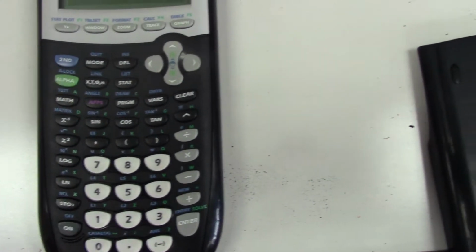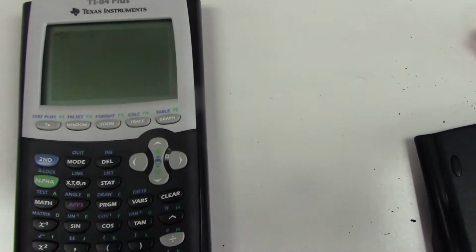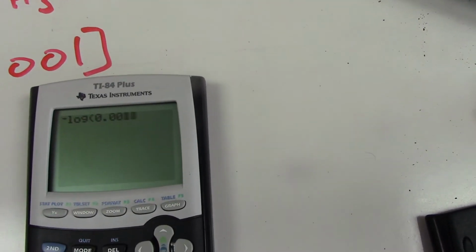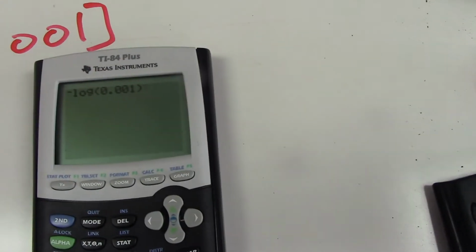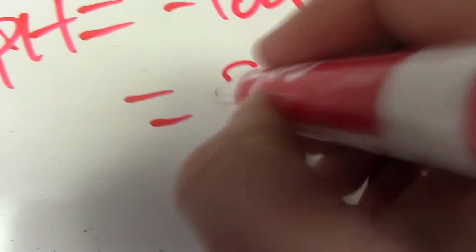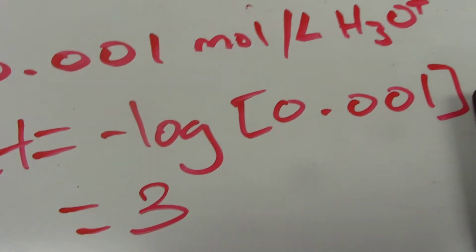So what have I got? I have the negative log of 0.001 moles per liter. So my pH is 3.